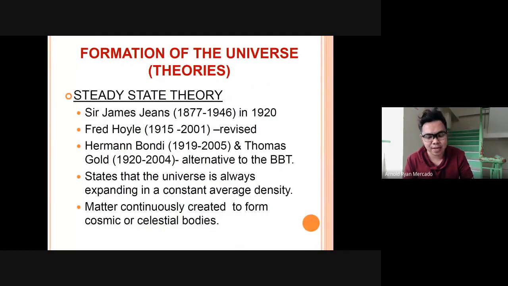Yung steady state theory. Ito yung mula kay Sir James Jeans noong 1920 at kay Fred Hoyle noong 1915 hanggang 2001. Ito yung kanyang ni-revise. Then si Herman Bondi and Thomas Gold, nagkaroon naman sila ng alternative about Big Bang Theory. According to this theory, states that the universe is always expanding in a constant average density. So, meaning to say, ang space daw ay tuloy-tuloy lang na lumalawak at malaki. Pero may constant siyang paglaki. Hindi siya mabilis, hindi siya mabagal. Kung anong speed niya mula nung umpisa ng paglaki o paglawak ay yung speed niya hanggang ngayon. Then the matter continuously created to form cosmic or celestial bodies.